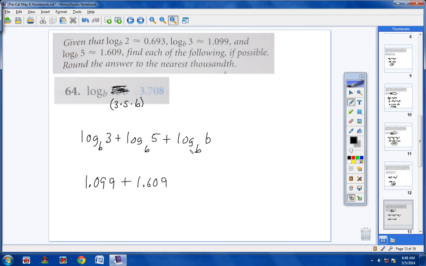And then look, whenever the base of a logarithm matches the base of your argument, the answer is the exponent. And I have a 1 here. If I had a 2 here, then this entire expression would equal 2. I have a 1 right here, so this entire expression equals 1. So the answer is going to be 3.708, and you'll get that when you add all 3 of these numbers together, which does match your answer up here.